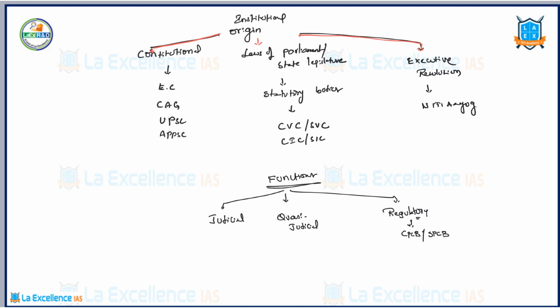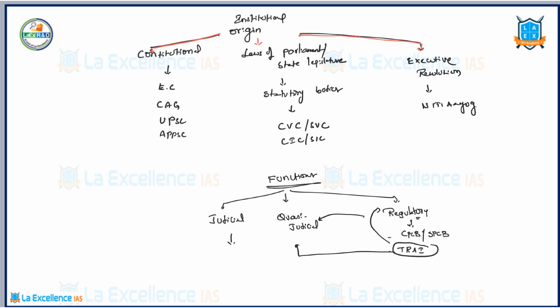Let's take TRAI. TRAI is a regulatory body to control and regulate the telecom sector in India. This TRAI also performs quasi judicial functions. It also gives judgments on various issues that are coming up in the telecom sector. It means an institution can function both as a regulatory body and also as a quasi judicial body.